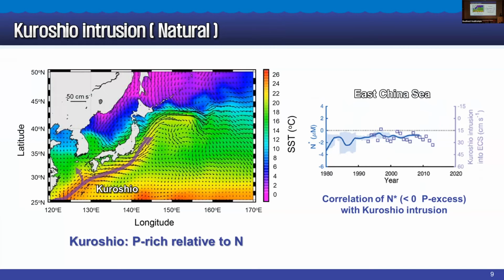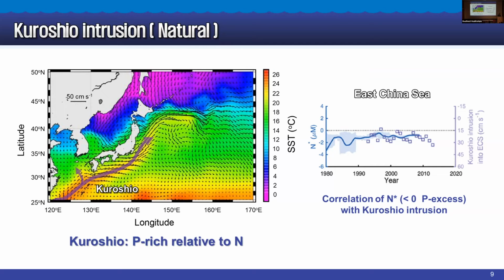Fourth factor is the Kuroshio current intrusion into the East China Sea. Kuroshio water is very rich in phosphorus relative to nitrate. So we did find some anti-correlation between East China Sea N-star values and Kuroshio water intrusions. The greater the Kuroshio water intrusion moving southward, the lower the seawater N-star values in the East China Sea. But we did not find any directionality of this influence.